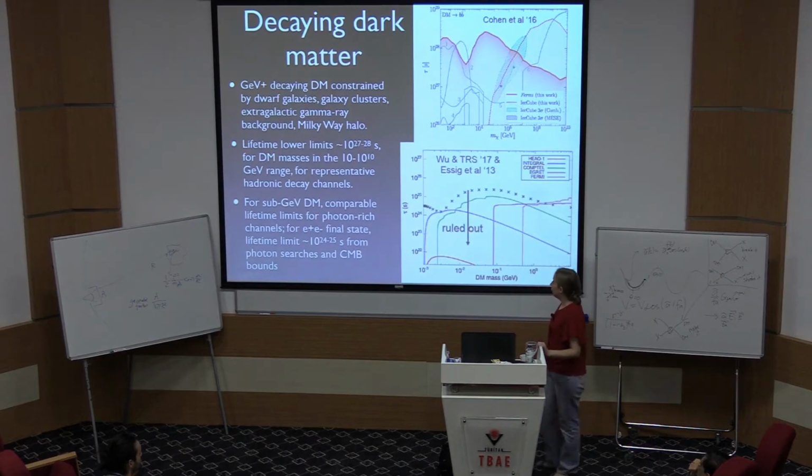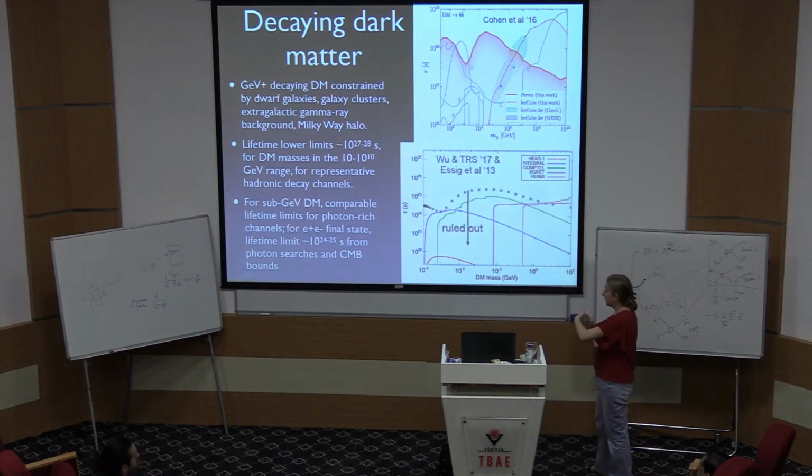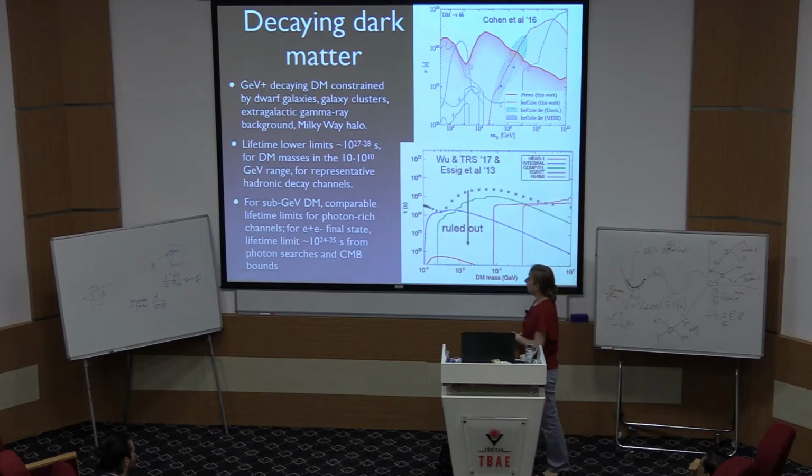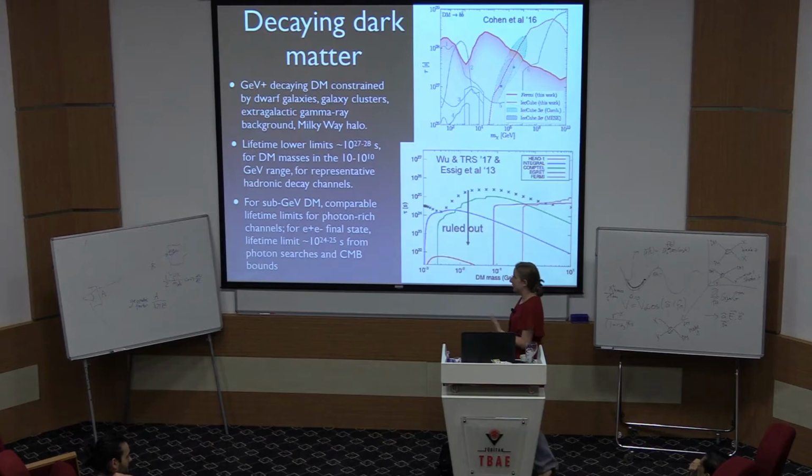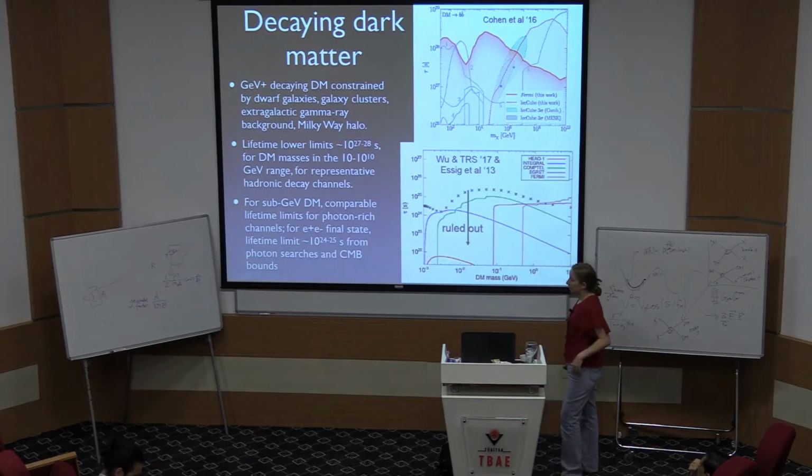For decaying dark matter, you can do similar searches, again at the GeV and higher scale, looking for gamma rays and looking for cosmic rays, and set pretty stringent limits. For annihilation, as you go to higher masses, you reduce the dark matter number density, and that reduces the signal. For decay, your number density is inversely proportional to mass, but your power per decay is proportional to mass, and these roughly cancel out.